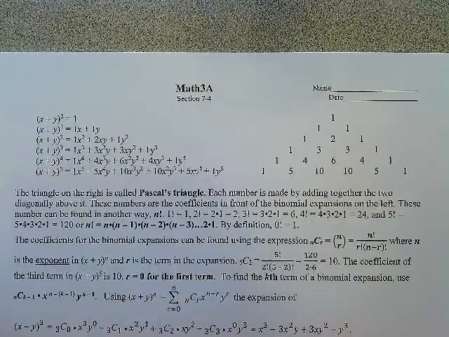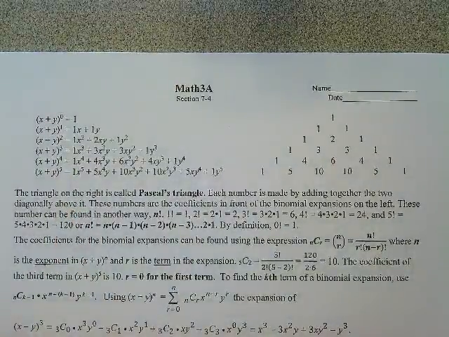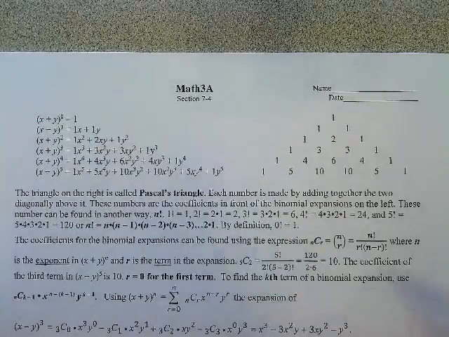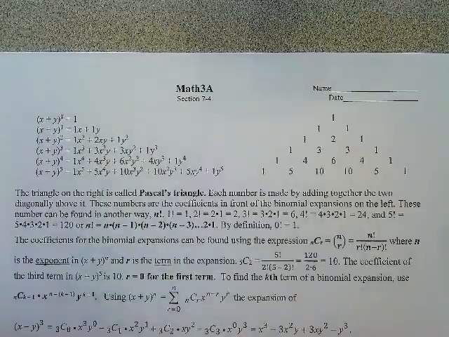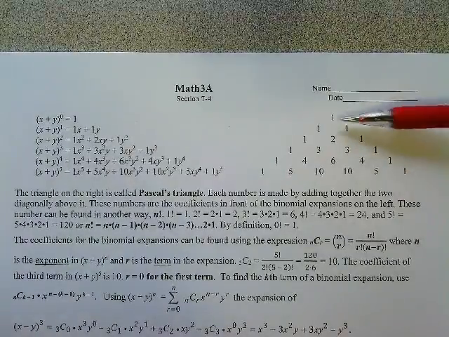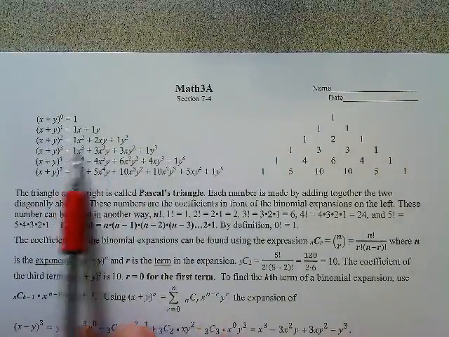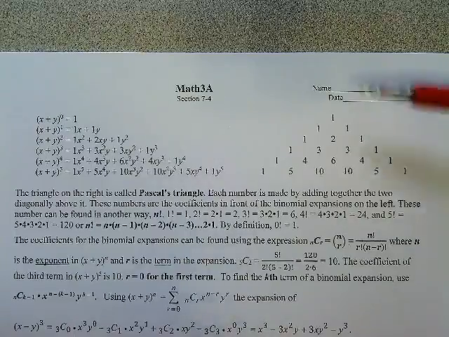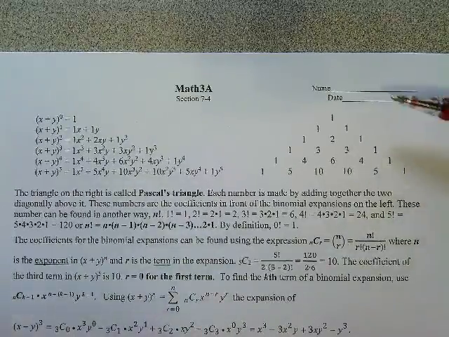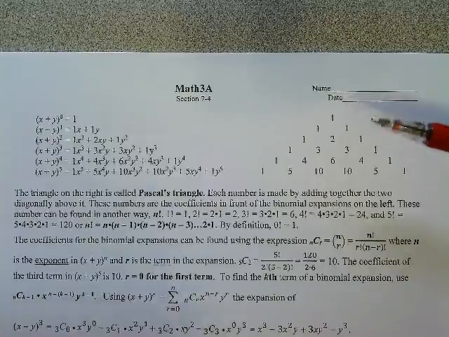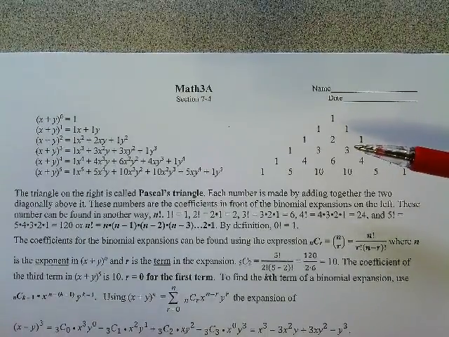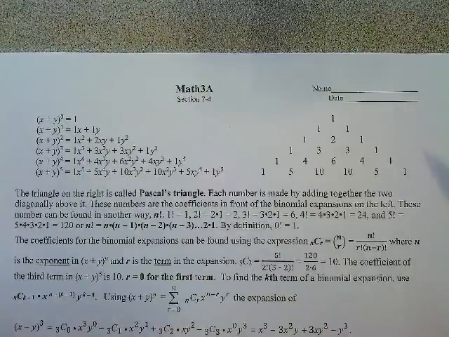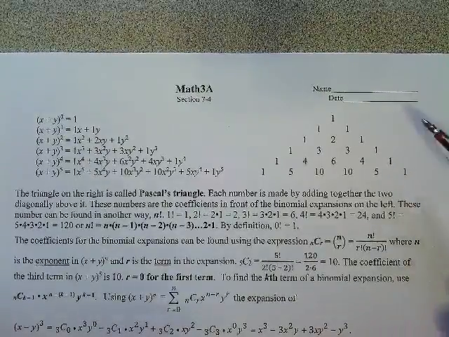For the rest of them, if we then just looked at the coefficients, we have what is called Pascal's triangle. These are the numbers that went in front of the x and y terms. What's interesting about Pascal's triangle is that each number is the sum of the numbers that are just above it to the left and to the right.